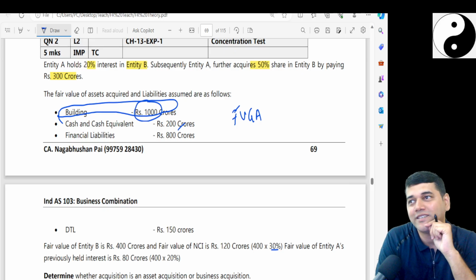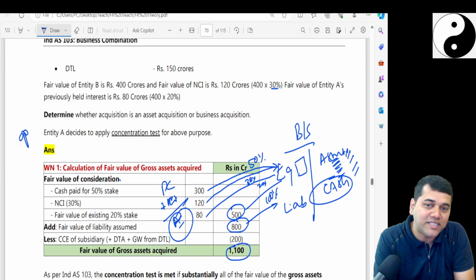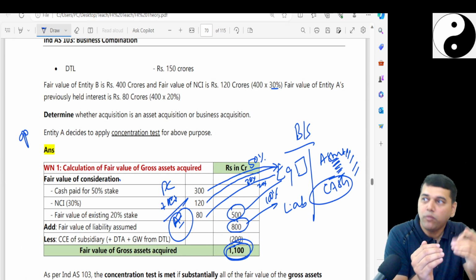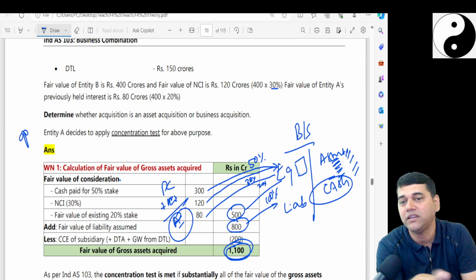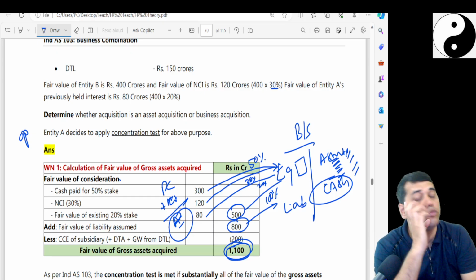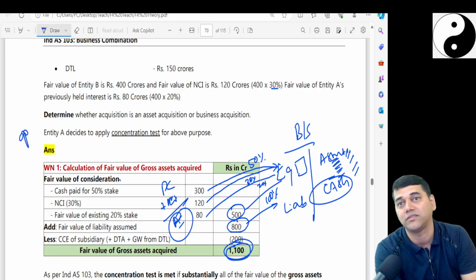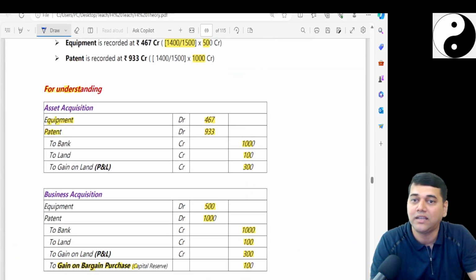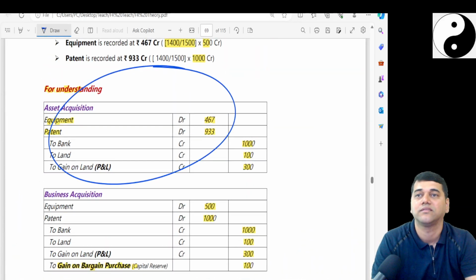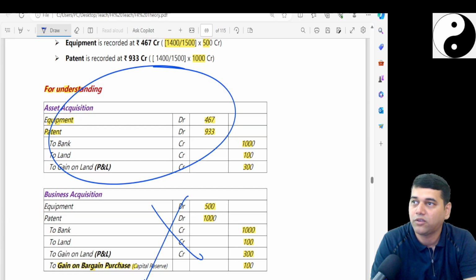Now how to test it? Do a simple thing. This is called a concentration test. Do all these things and check one by one what you paid for, and check in which asset it is concentrated. If it concentrates around the building, then you cannot account for it as a business combination. You may call it a business combination, but it is not; it is an asset acquisition. And the moment it is an asset acquisition, it will be accounted differently. Are you clear about this concept?